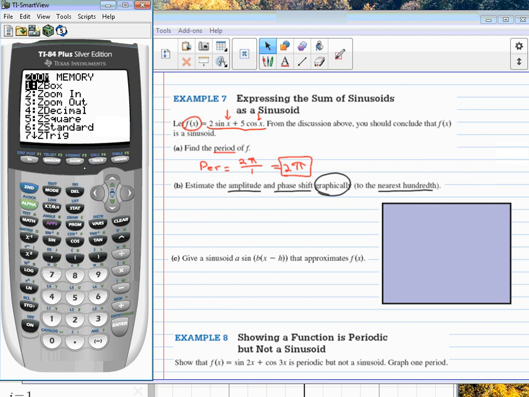And I'm going to do zoom trig, which is choice number 7. Then I'm going to adjust it a little, but at least I get my original picture here. So let's go to my window. I'm going to adjust a little. My minimum, I'm going to say negative 2 pi to positive 2 pi.